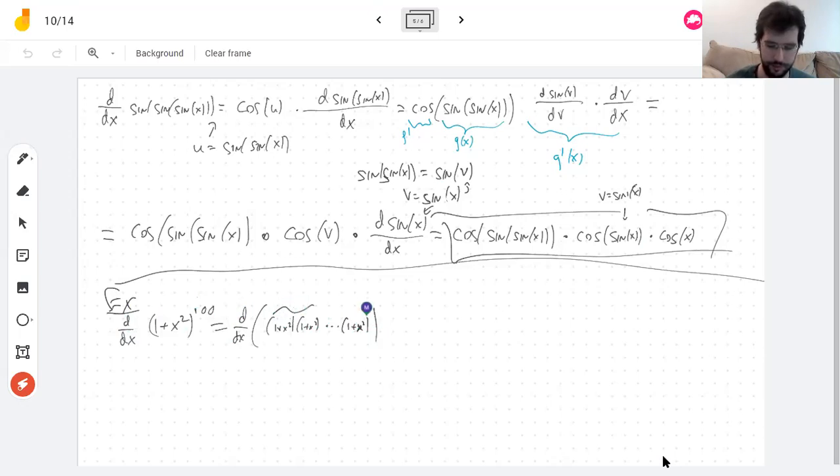A 100 times. So you could definitely multiply this out, not by hand, but there's a formula that tells you what comes out of this. It's called the binomial formula, and it starts with x to the 200 plus 200 times x to the 198, and the next term would be x to the 196, and it would go like that for 101 terms. And you could take the derivative using the power rule, but it would be really painful.